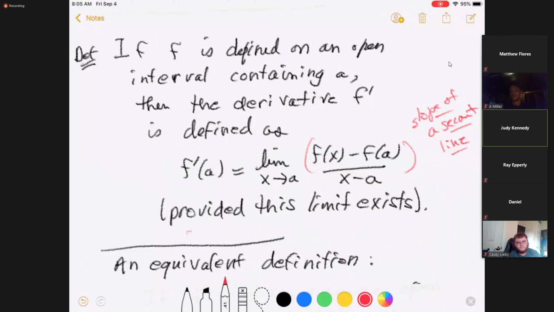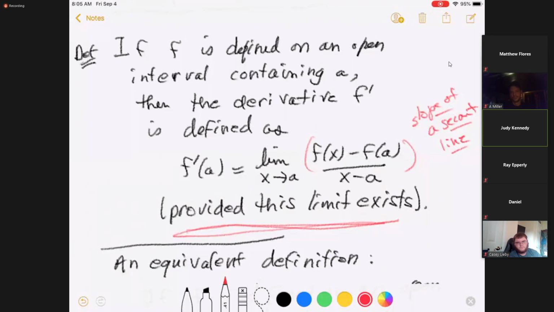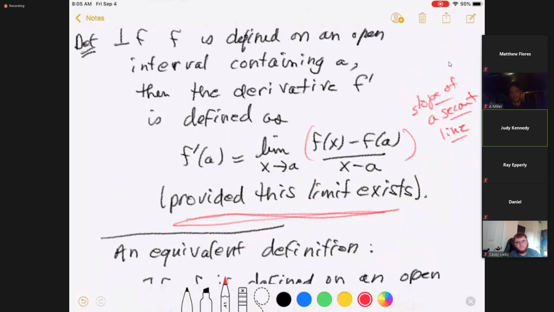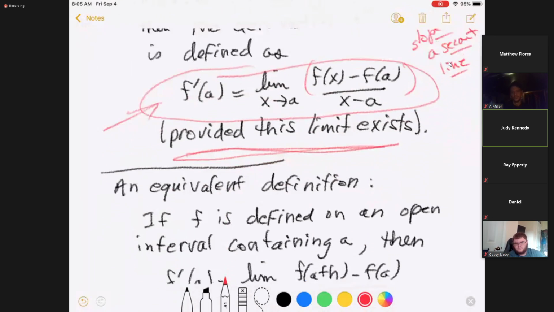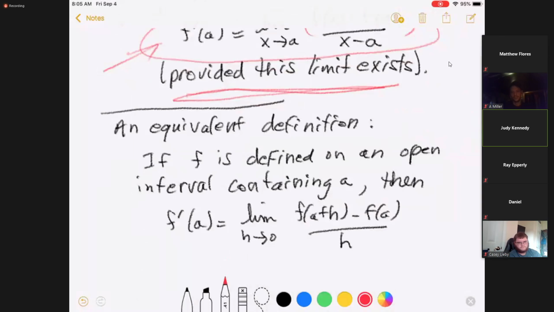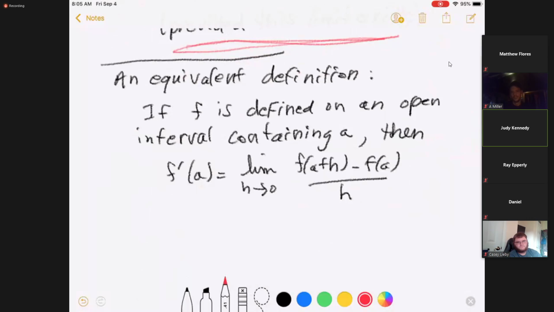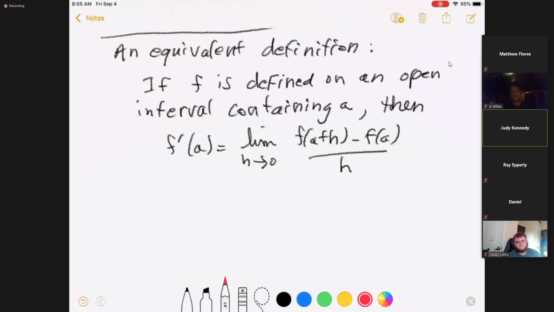Okay, f prime doesn't always exist. We're going to look at an example in a minute where it doesn't exist at a point. But first of all, I wanted to give you an equivalent definition to this one. This definition is really important. If f is defined in an open interval containing a, then it's also the case that f prime of a is the limit as h approaches 0 of f of a plus h minus f of a, all over h. Now let me show you why that's equivalent.